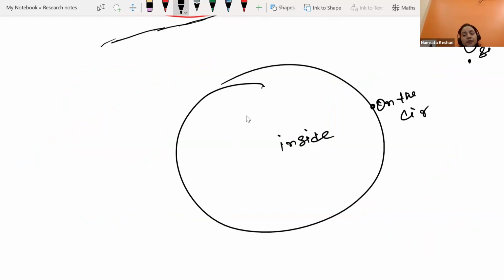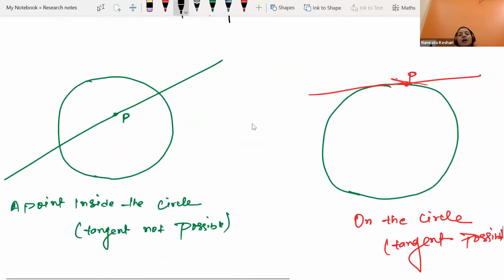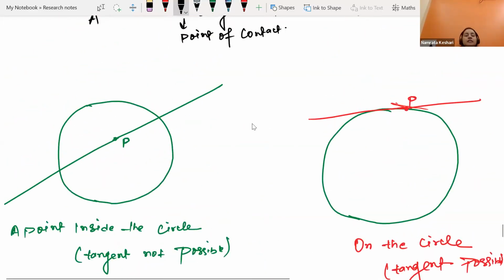Yes or no? Have you learned this in your lower classes? That's why we are discussing that if we have a point P lying inside the circle, how many tangents can we draw? No tangent. If a point P is there on the circle, how many tangents can we draw?